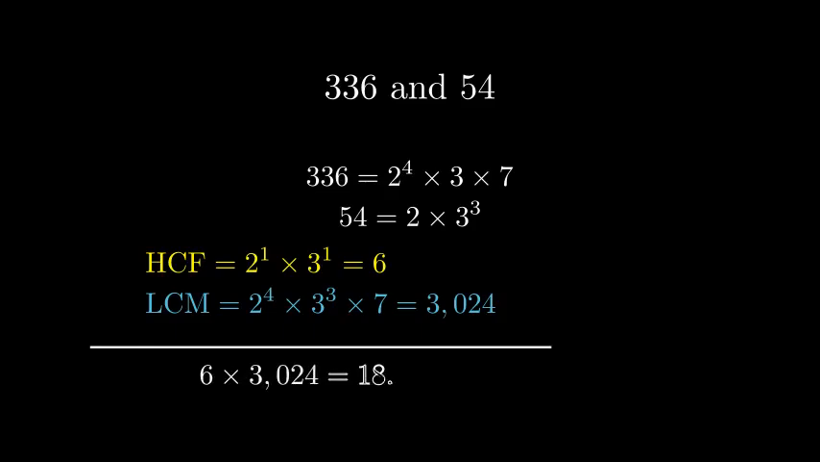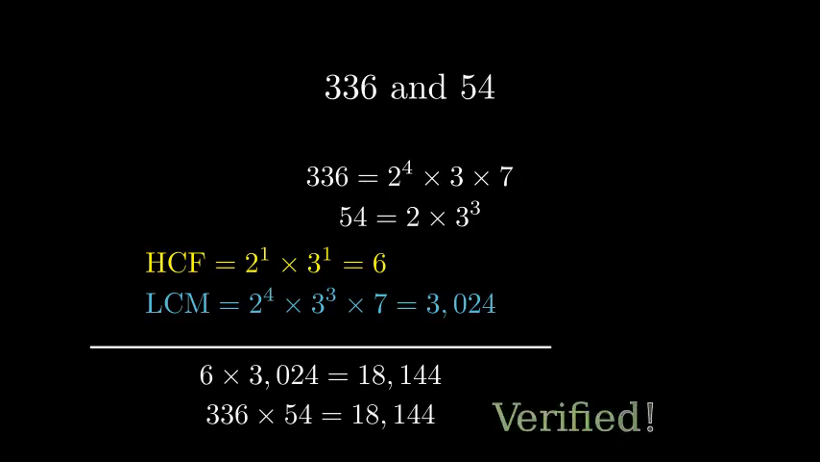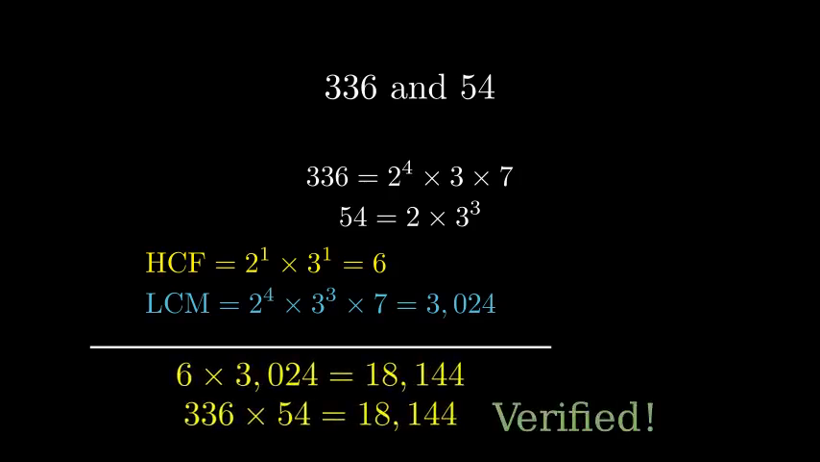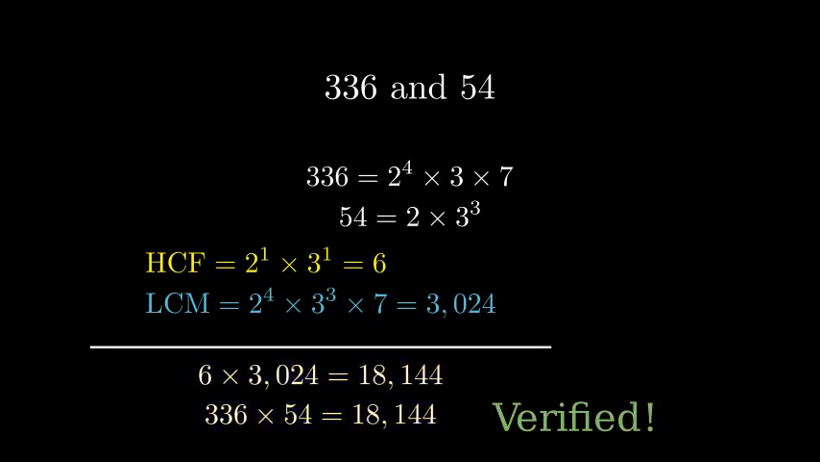For LCM, we take the highest powers of all primes. LCM equals 2 to the power 4, times 3 cubed, times 7. That is 16 times 27 times 7, which equals 3024. Verification, 6 times 3024 equals 18,144. And 336 times 54 also equals 18,144. Verified.